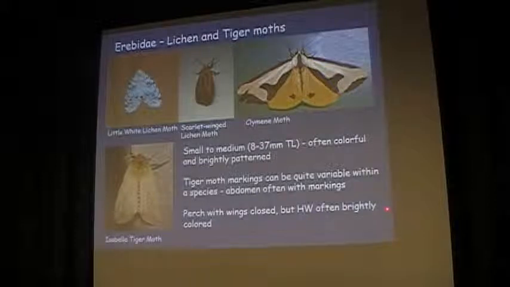They perch with wings closed, but the hind wing is often brightly colored. So sometimes you want to poke them to see if they'll move the wings.